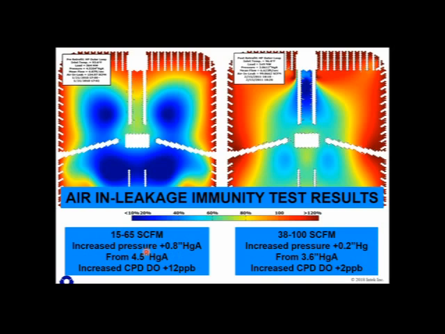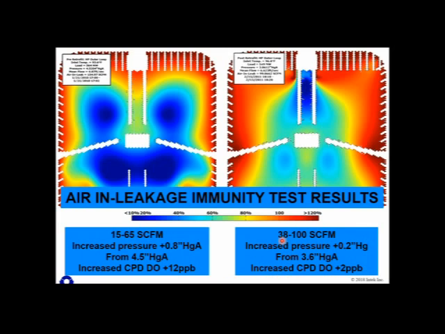So from 4.5 inches with the air binding in it, it went up 0.8 of an inch. With all of this air storage, the condensate dissolved gases went up 12 ppb with that SCFM increase. But post retrofit, look at these results.